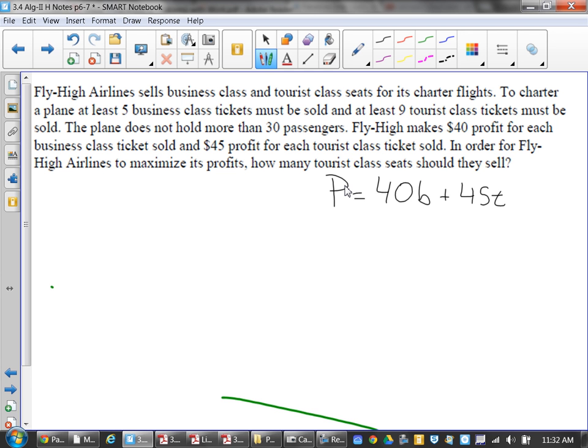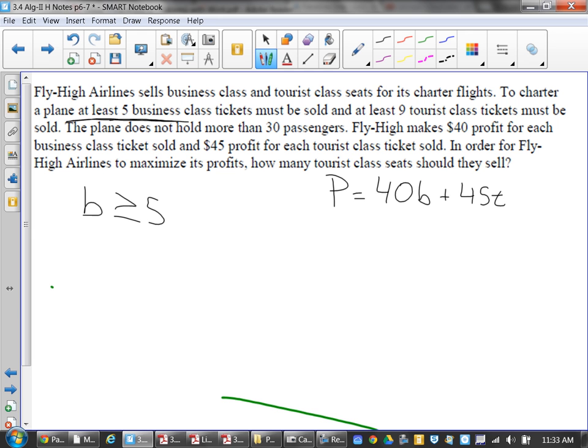But if you read it, it says the plane must sell, and you have other parameters. Going back, it says at least 5 business. Hold on, guys. It says you have to sell at least, that means the smallest amount you can sell is 5. So it has to be more than that, greater than or equal to 5.